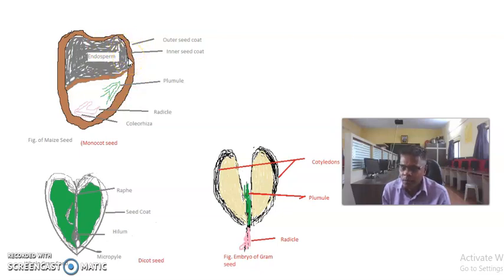The outer seed coat, or outer layer of the seed, is known as the testa, and the inner layer is known as the tegmen. In pulses, the seed coat is hard and impermeable to water and restricts the metabolism, activity and growth of inner tissues.